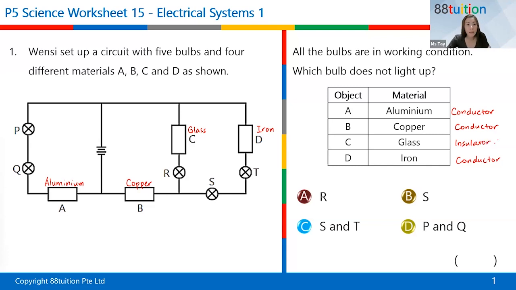So what will happen here? It does not allow electricity to pass through. My question is, which are the bulbs that will light up? You should have P and Q will light up. S also lights up, and then T also lights up. The only one that will not light up is actually R.